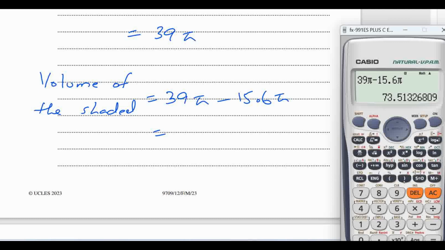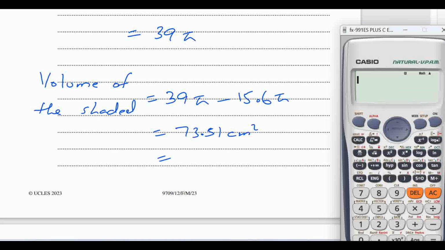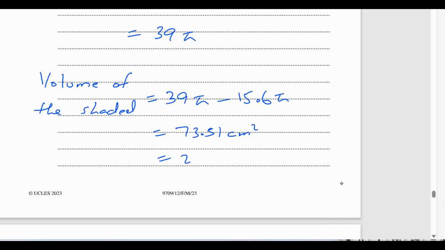73.51 centimeter square. और अगर हम पाई की फॉर्म में लिखना चाहें, so this will be, let's see this one, अगर हम पाई की फॉर्म में लिखें तो 39 minus 15.6, 23.4 pi. दोनों आंसर्स ठीक हैं. So this will be the final answer.